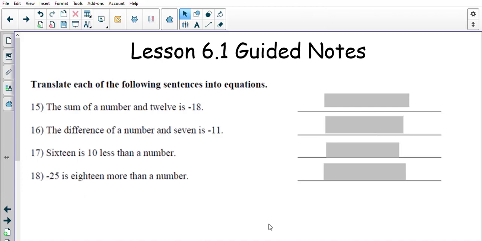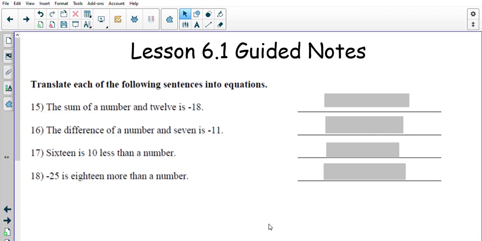So we're going to pick up where we left off in the 6.1 guided notes, and that would be with question number 15. So the first 4 questions here are pretty straightforward. It says to translate each of the following sentences into equations. So we've done this before with expressions, both algebraic and numerical, and now we're doing this with some questions that involve equations, so algebraic equations.